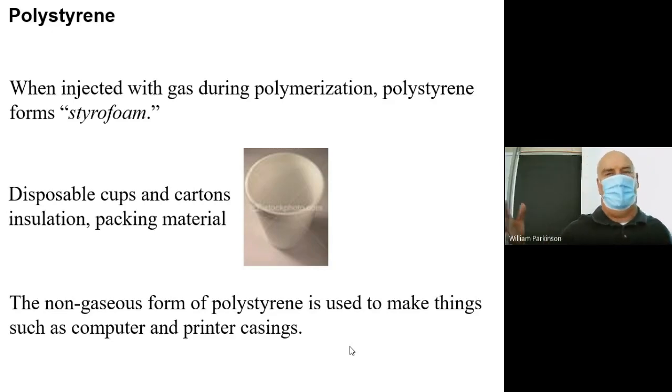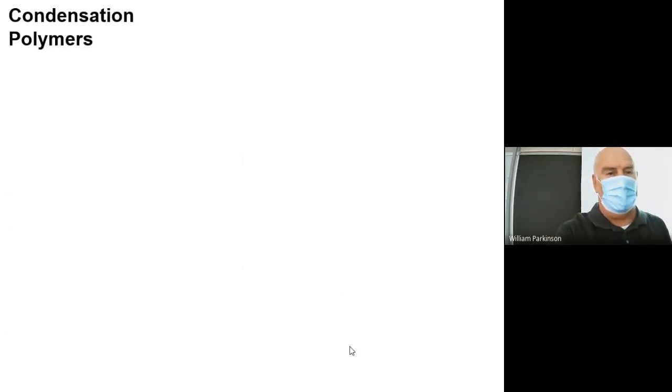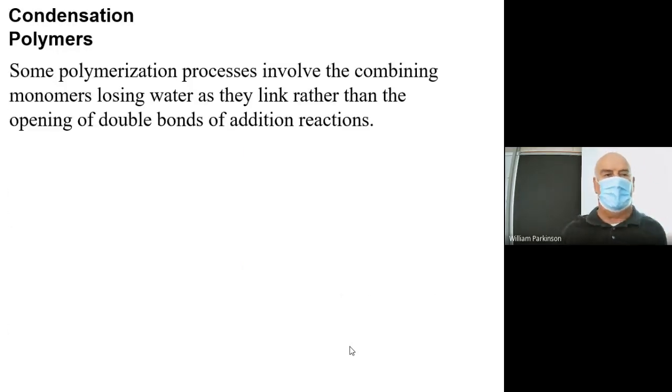If you use ethene with fluorines on it, you make Teflon. If you use ethene with benzene on it, you make styrene. If you use ethene with chlorines on it, you can make PVC. You can make saran wrap. Now, of course, chemists have figured out how to make polymers out of other materials as well. So let's just look at some other kinds of polymers and the kind of reactions that they use to do them.